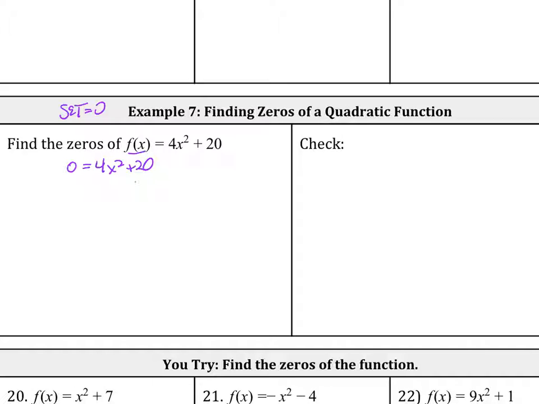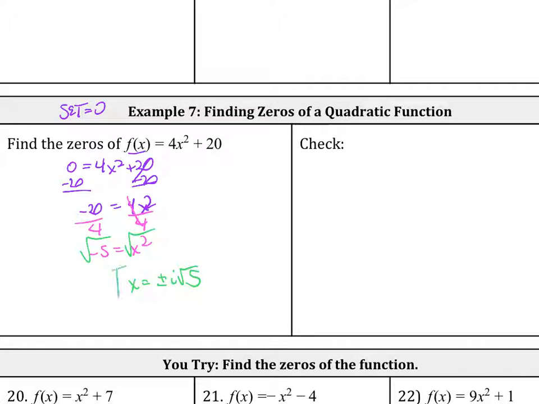So let's go ahead and subtract 20 from both sides. So we have negative 20 equals 4x squared. Then to solve for x, let's divide by 4 first. So we get negative 5 equals x squared. Square root both sides. So we see that x equals plus or minus i square root of 5.